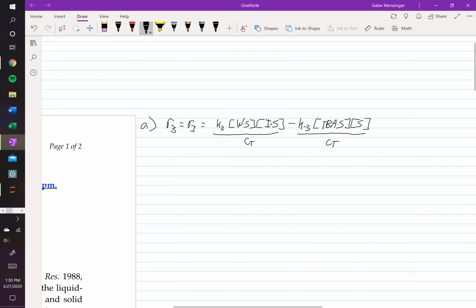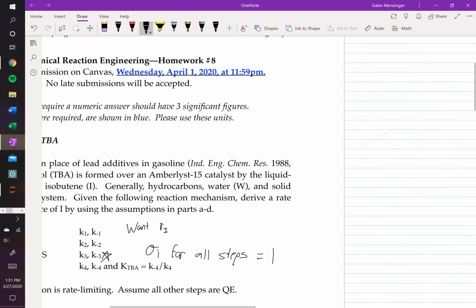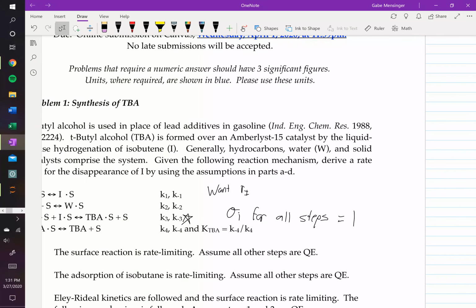Okay, and if you remember from homework 7, we cannot have any of the surface species or empty sites in the final rate expression. We cannot have any S, IS, AS, and S. And unfortunately for this problem, that's all we have. So now we have to work on getting rid of those. In the problem statement, it says we can assume all other steps are QE.